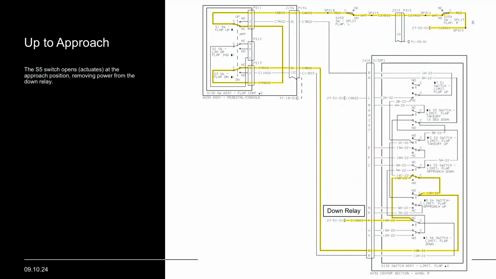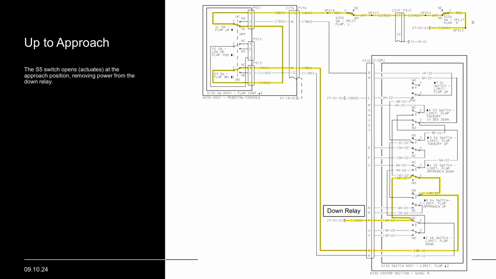Now, here's our wiring diagram. I must note that all wires and connectors not required for this demonstration are omitted for clarity. Also, the position of each switch is shown in the point just after selecting a new position. In this case, the switches are shown in the up position just after selecting the approach position.